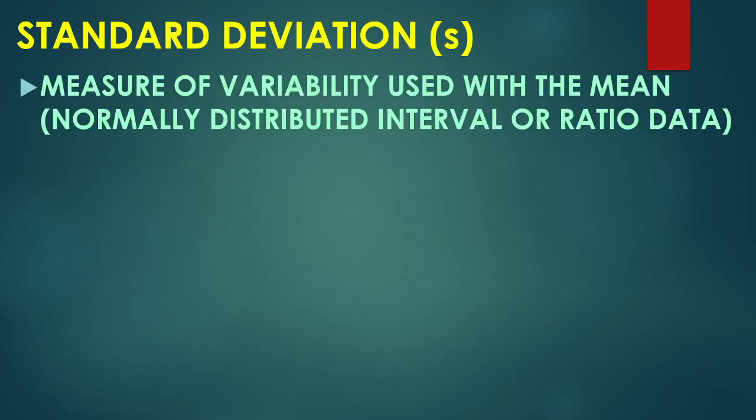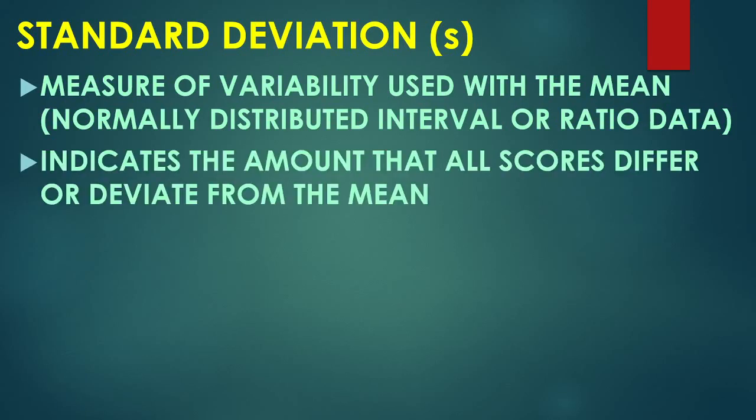Okay, let's have this one. The standard deviation, I'll be using the letter S for that, is a measure of variability used when the mean is normally distributed. So if the range is used with the mode or median, the standard deviation is used with the mean. Okay? It indicates the amount that all scores differ or deviate from the mean.